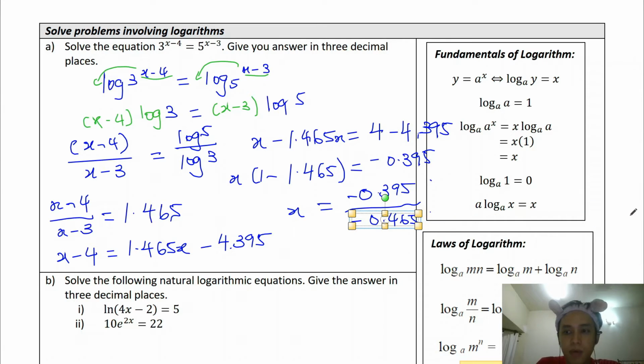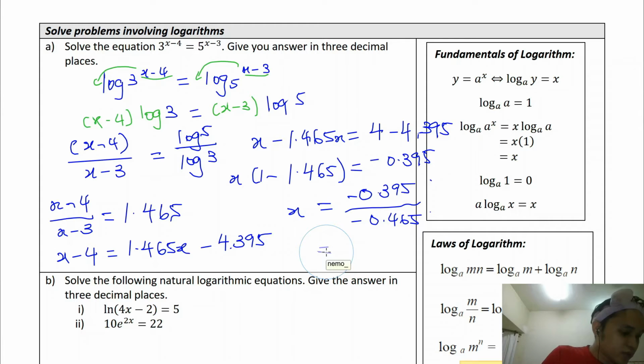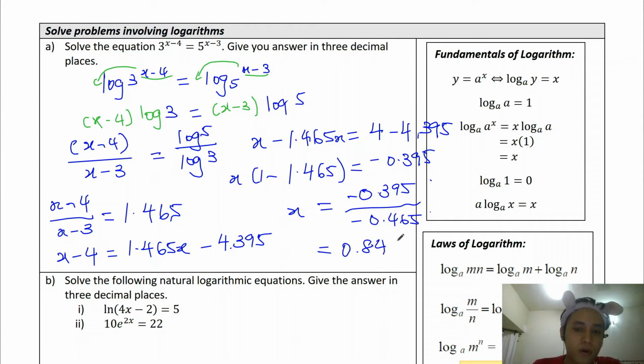Okay, so let's check what is the answer. Is it the same as previously? Fine, and 0.395 divided by 0.465, and the answer that we get is 0.849. Same answer.